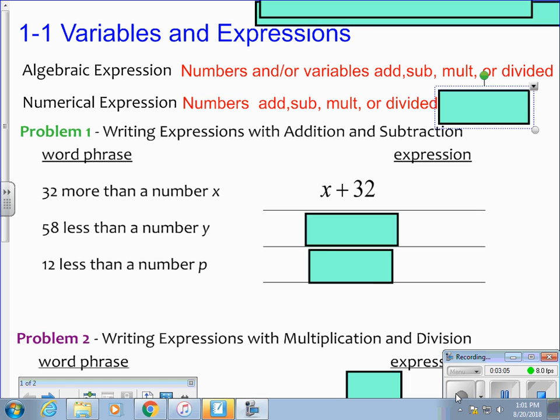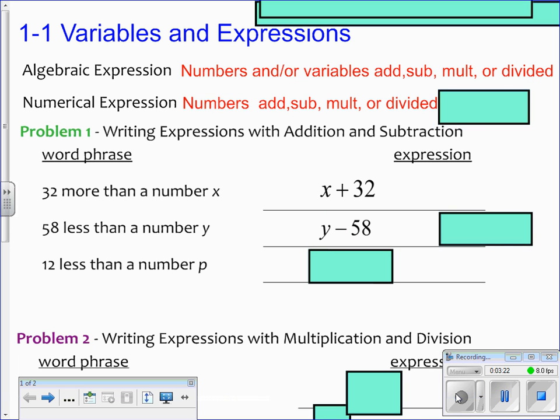58 less than a number y. Less than would be subtraction, and it would be what? y minus 58. Why not 58 minus y? So you start with y and take 58 away from that. It's smaller than that. Excellent. Because that's one that gets a lot of kids, a lot of people on that one.